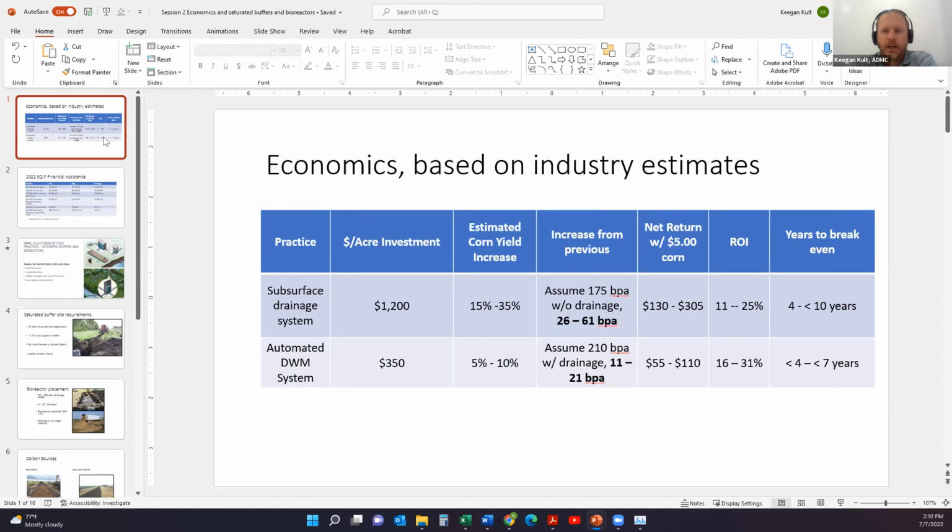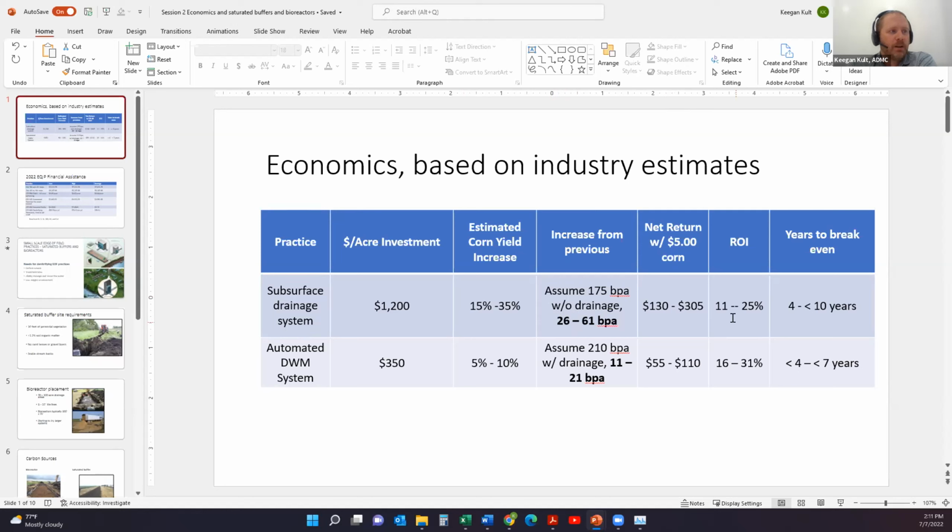So, based on industry estimates, there's not a lot of published data on return on investment for these systems yet, but looking at the industry estimates, and this was floated around to quite a few different people, per acre investment for a pattern tile drainage system is about $1,200, with an estimated 15 to 35% yield increase for corn. So if we think of an average of 175 bushels per acre, that's 26 to 61 bushels per acre, and $5 corn, which is below what we're seeing right now, obviously, but higher than it was a few years ago.